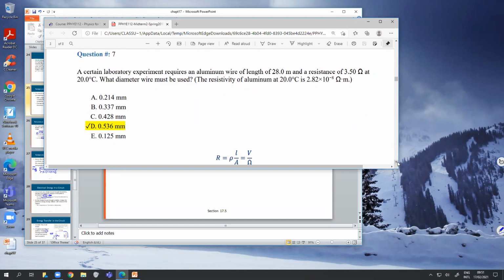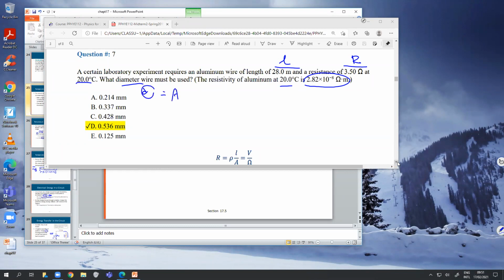A certain laboratory experiment requires, now this is on resistivity, an aluminum wire of length 28 meters and resistance of 3.5 ohms at 20 degrees Celsius. What diameter wire must be used? Here the resistivity is given at that particular temperature, 20 degrees Celsius, and the length is given and the resistance is given. The question is, what is its diameter?